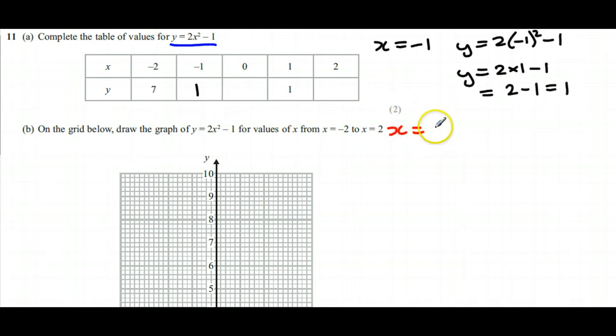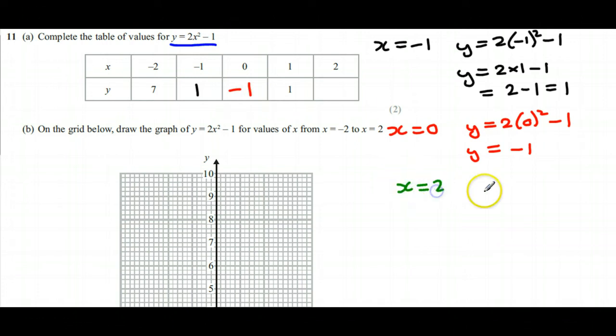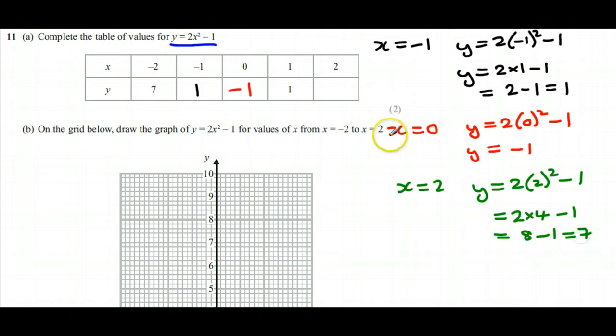When x is 0, we'll end up with y is 2 times 0 squared and then minus 1. So 0 squared is 0, times 2 is 0, so we just end up with minus 1. And then when x is 2, we have y equals 2 times 2 squared and then take away 1. 2 squared is 4. 2 times 4 is 8, take away the 1, leaves us with 7, and then we've got our values.